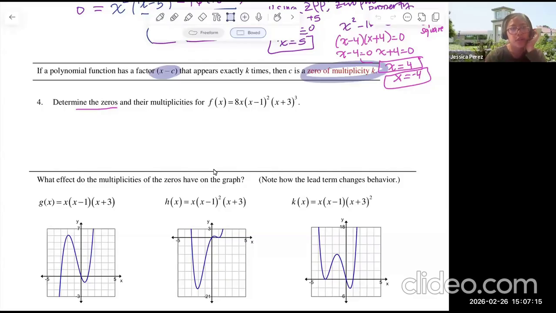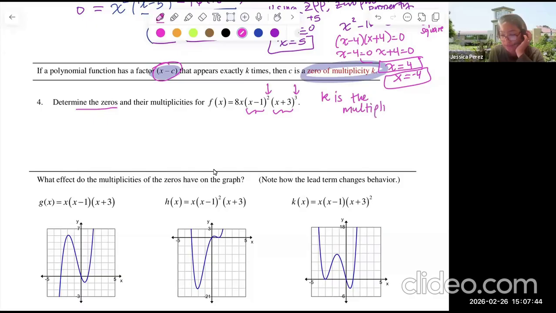Alrighty, so we left off talking about determining zeros and their multiplicities for this particular function, 8x(x - 1)^2(x + 3)^3. Now, what did we see on the last example? That if we have a factor of the form x - c, and it shows exactly k times, then k is the multiplicity. In this case, the multiplicity will be the exponent, the multiplicity of the zero. Let's write that down.